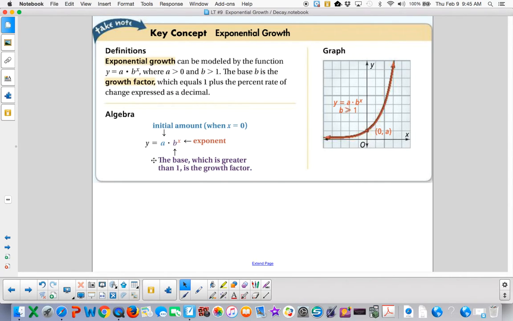Please note this equation. This is our foundation that we're going to build on in each of our examples today, with our initial amount, our base, which is going to be either our percent or how it's growing, doubling, tripling, and then the exponent is going to be our x value.